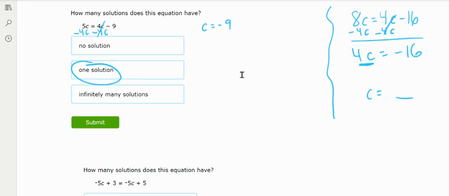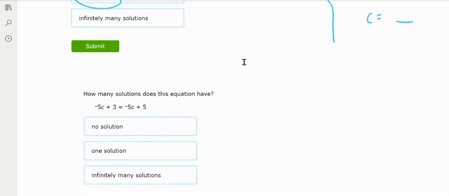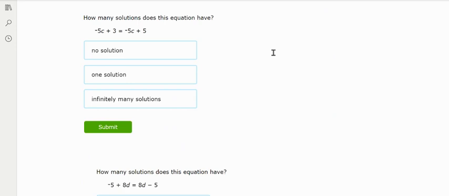Okay, so let's look at some of those different situations. So for this one, well, first of all, I can see that I have -5c and -5c, so I'm just going to cross those out because I have the same thing on both sides. And I'm left with 3 equals 5. Well, those are not equal, right? So I know from my notes that that means it's no solution because that statement will never be true. So again, you don't have to necessarily do all of it if you could just look at it and be able to tell what's going on.